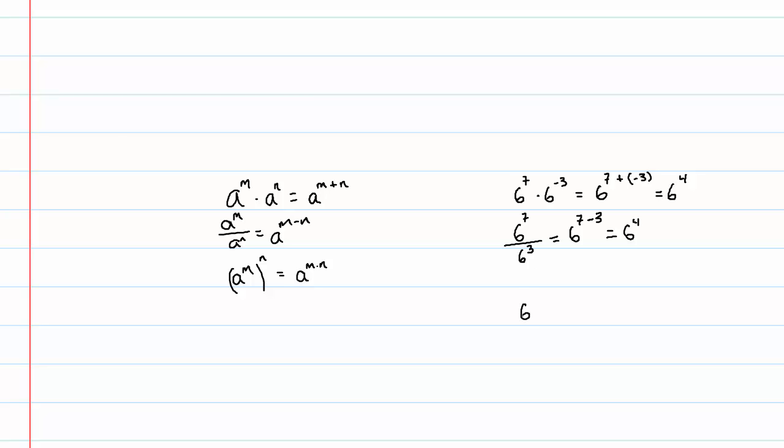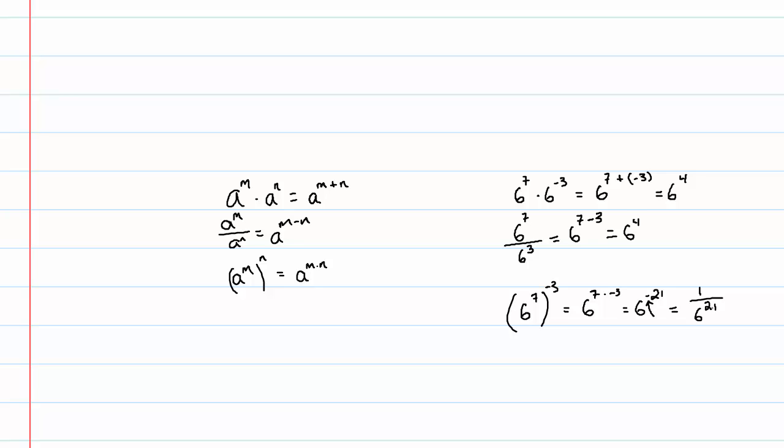Now, if we take 6 to the 7th and we raise it to the negative 3rd power, all we're doing is taking the product of these. 6 to the 7th times negative 3, and this should give us 6 to the negative 21st power. But with simplification, we may want to get rid of this negative exponent and rewrite this as 1 over 6 to the 21st power.